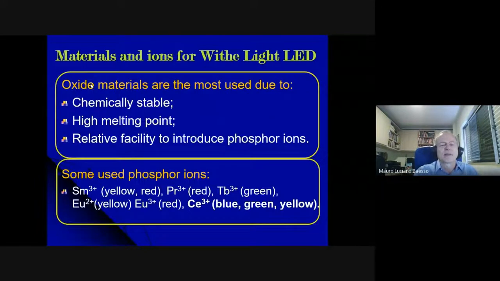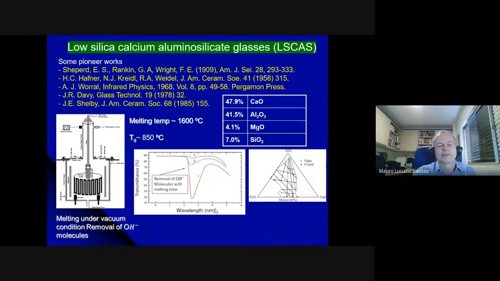And some phosphors that we use are samarium, praseodymium, terbium, but europium is the most important. You can get europium 2, europium 3, and cerium, and cerium is the most important. Of course, there are some challenges too. Why will this glass work?